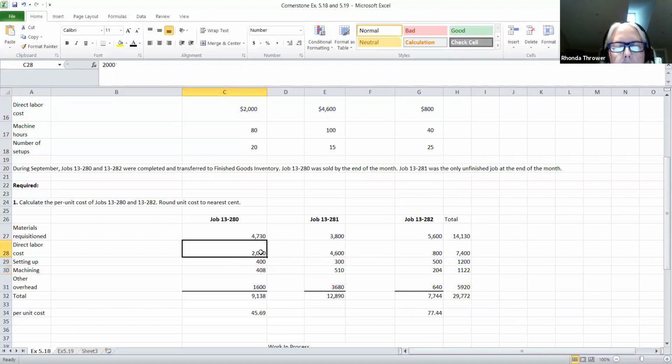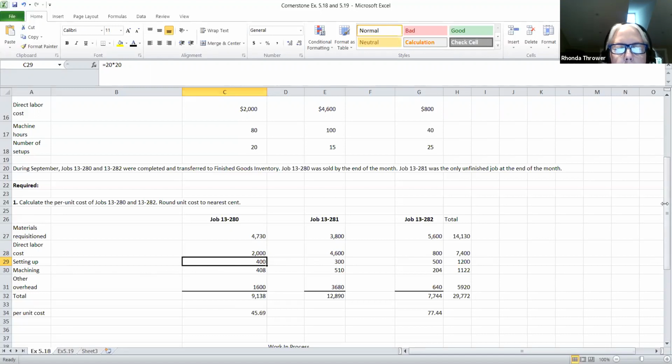They also gave us our direct labor for each one of these jobs. And again, I just totaled up the direct labor. We would need to know the direct labor because that would end up in work in process. What you had to do is figure out the setup cost and apply the setups to the overhead. And we do the setup applying of overhead based on the number of setups in each job.